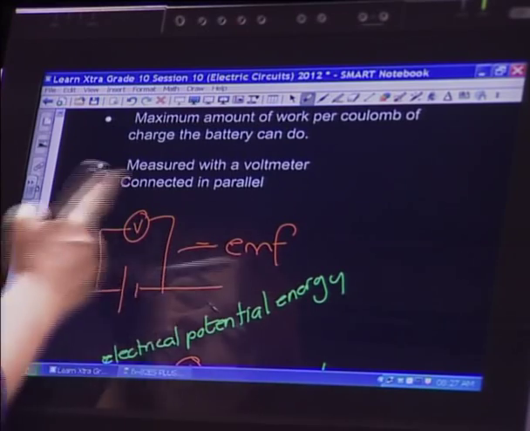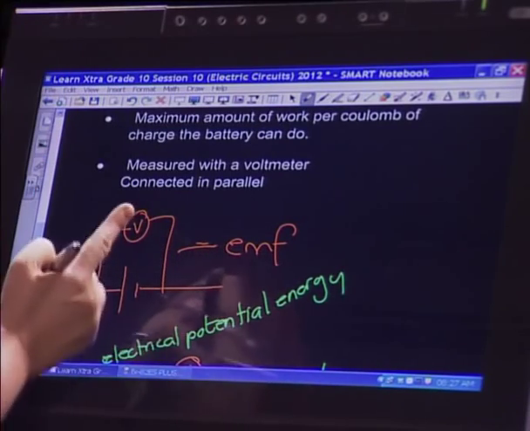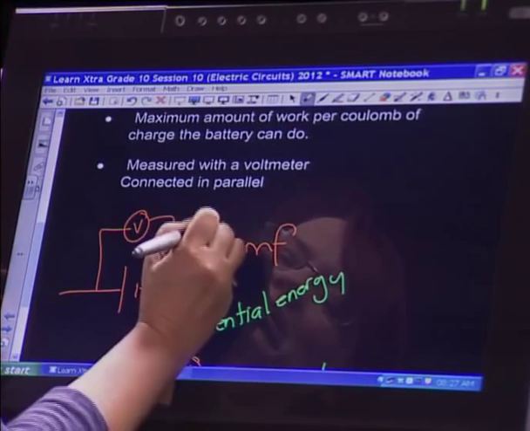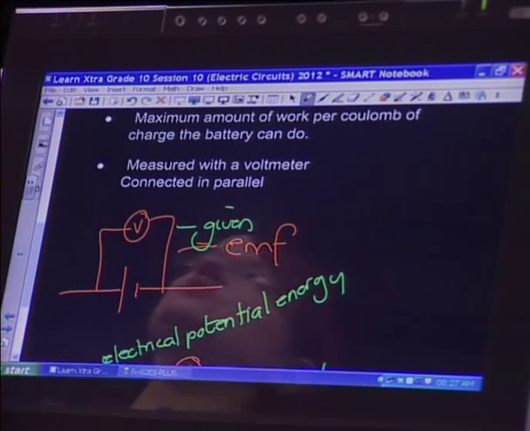So it's looking at how much energy is being used, okay? When we look at it over a cell, the voltmeter is measuring how much work is being done on the electron, okay? In other words, it's measuring how much energy is being given to the electron. So it gets energy through the battery, loses energy as it goes through the circuit.